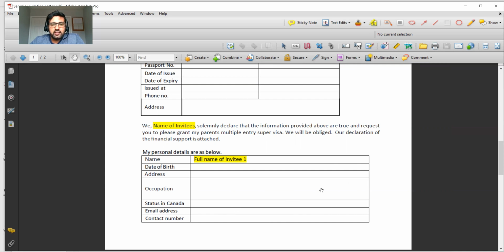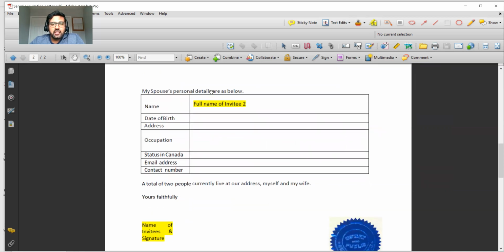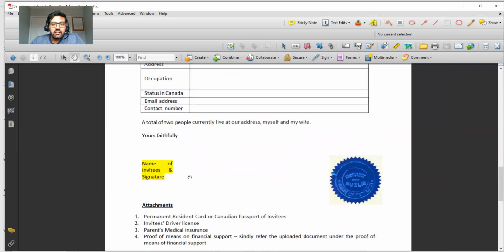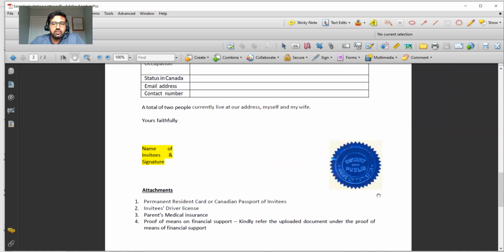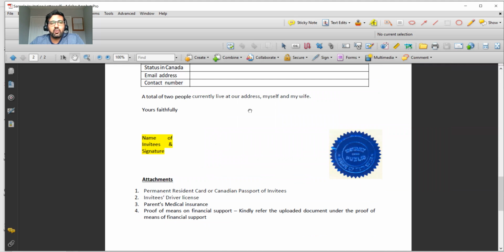These are my details I have provided here. My spouse's details are the same as mine. We both signed this document and sent it to our parents to support their application. Also, I got this letter notarized to authenticate that all the information provided is legitimate.